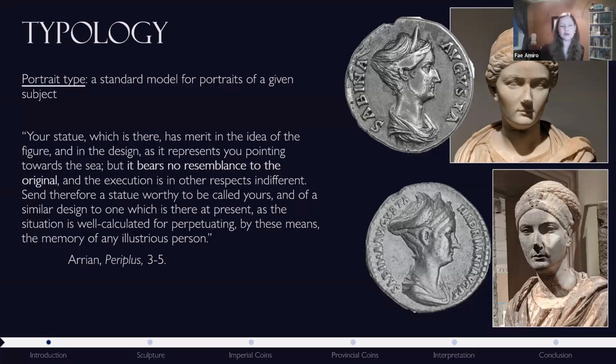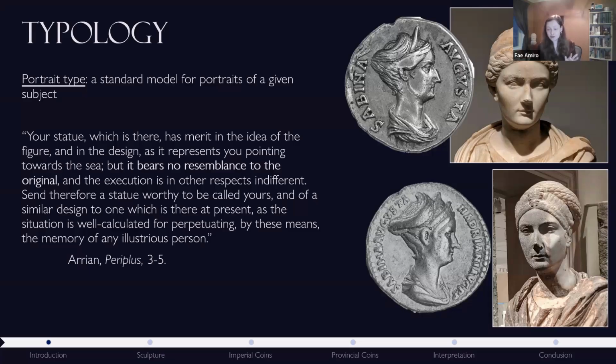And so that's why we rely more on hairstyles. This is changing a little bit with new 3D scanning technologies. There's a bit more of a move back towards some really interesting facial feature analysis, but in most cases, we are stuck with hairstyles as our most common way of identifying portraits. So according to this standard theory, when this new portrait type is adopted by the imperial administration, the model is then sent throughout the empire for copying in both coins and sculpture.